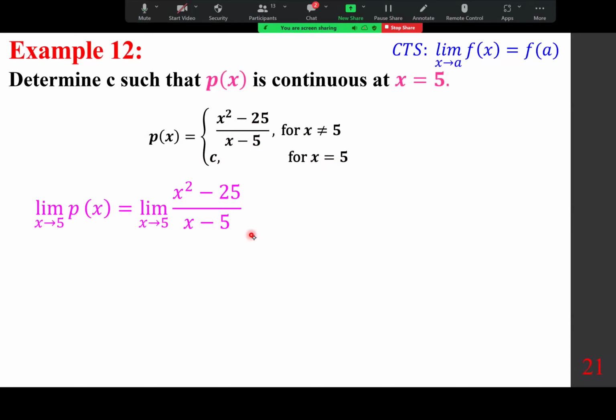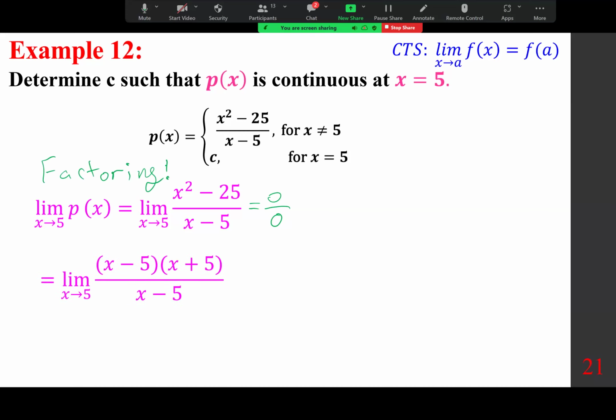Therefore, the technique is factoring. The top is x minus 5 times x plus 5. We drop the x minus 5. And now if you plug in 5, you get 10.